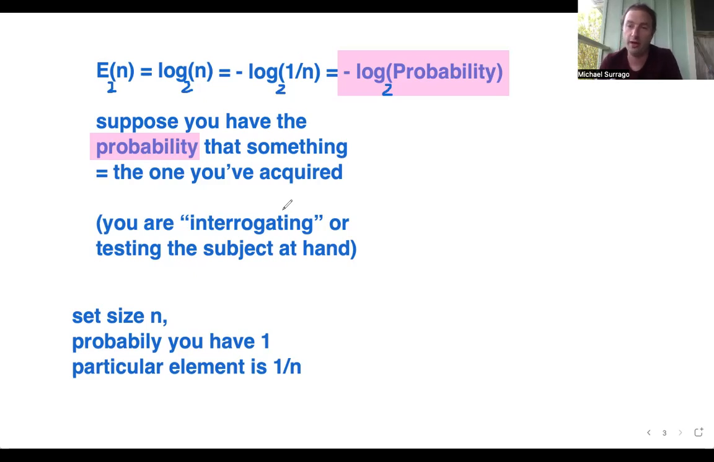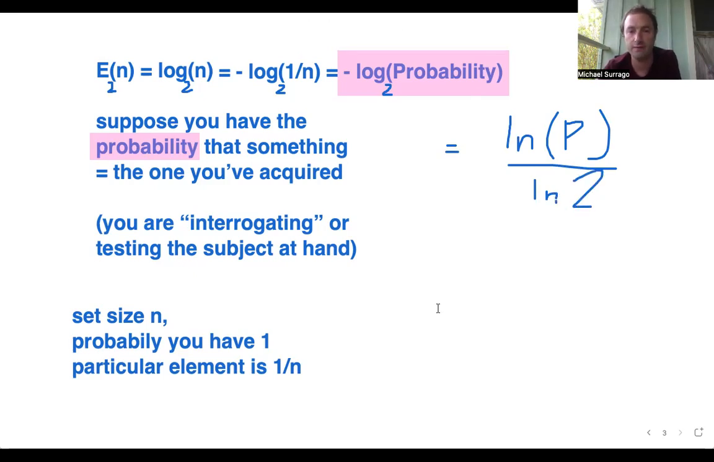Typically, they're working with either base 2 or the natural logarithm, which is not that hard to convert. It would just be the natural log of the probability over the natural log of 2. So that's by the change of base theorem. The natural log of 2, by the way, is, what is it? ln of 2.